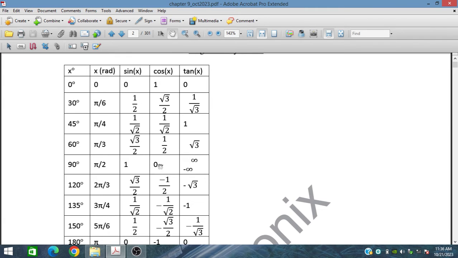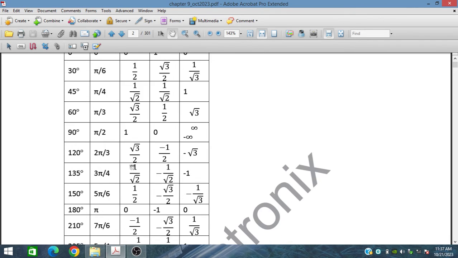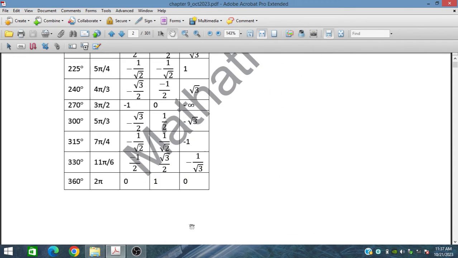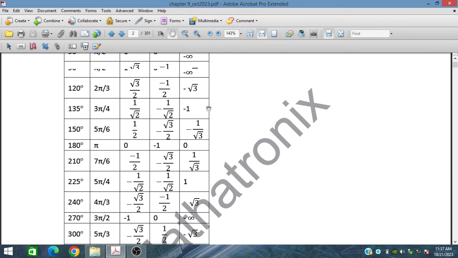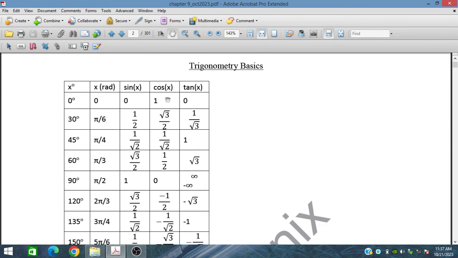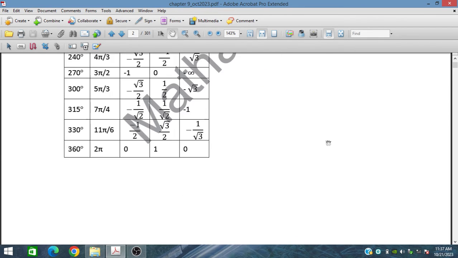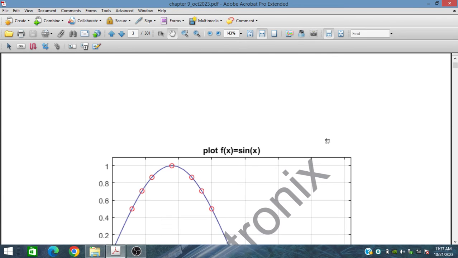Similarly, 1 divided by 0 is infinity, and after 90 degree, cosine becomes negative. So we get these negative values as well. We will see this on the graph. Similarly, for 120 degree, this relationship is the same until we get this. Now we will plot all the sine, cosine and tangent functions. Now let's see this on this graph.